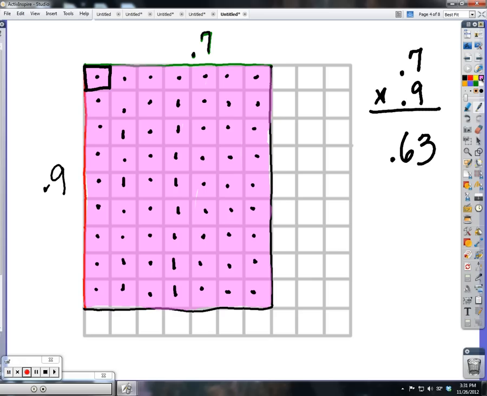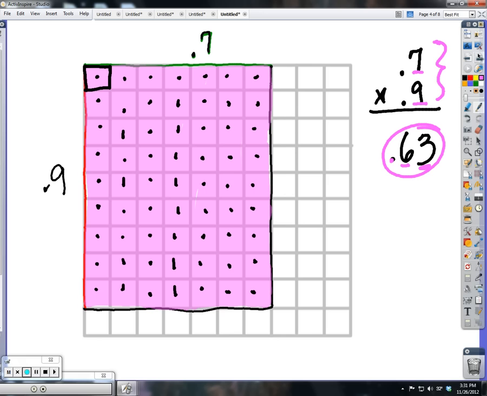7 times 9 is 63, as if the decimals weren't there. Then count the total number of digits behind the decimal in the problem. There are 2, so there have to be 2 digits behind or to the right of the decimal in the answer, 1, 2, which there are, 63/100ths. So this is another way that you could represent 7/10 multiplied by 9/10.